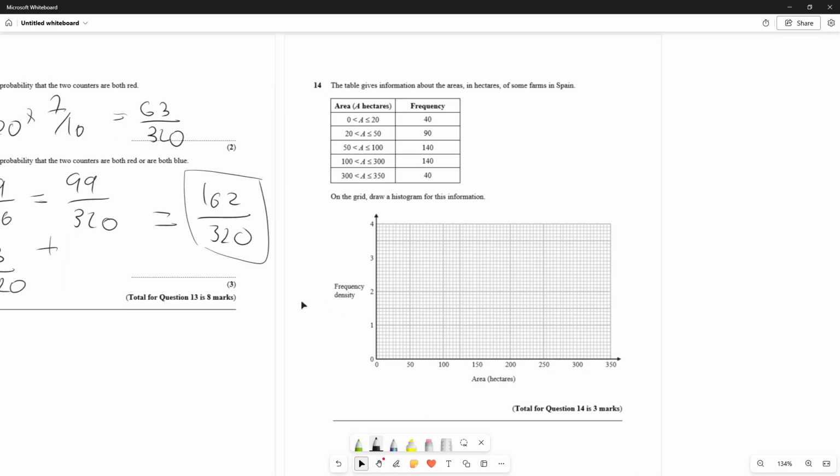Question 14. The table gives information about the areas in hectares of some farms in Spain. Irrelevant information. This is a histogram. Histograms can be really nasty and they require a bit of working out. Okay, let's go. So, the frequency density is equal to the frequency over the class width. That's the formula you need to know. So if I write this a bit, just moved.